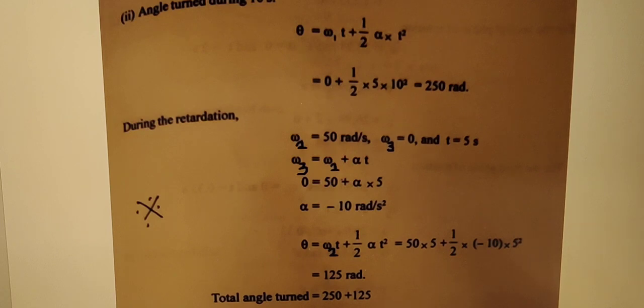And now during the retardation, omega 2 is equal to 50 radian per second, omega 3 is equal to 0, and t is given in the question as 5 seconds. So using the first equation of motion, alpha is equal to minus 10 radian per second square. Again in that case, you have to calculate the angle turned. Angle turned is equal to omega 2 t plus half alpha t square, that is equal to 125 radians. So the total angle turned is 375 radians.